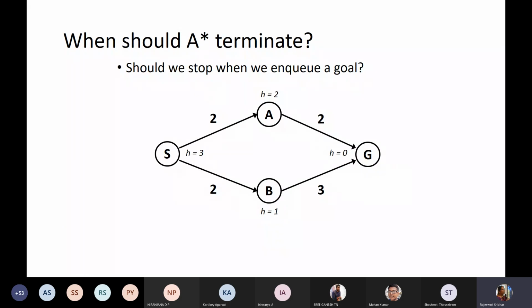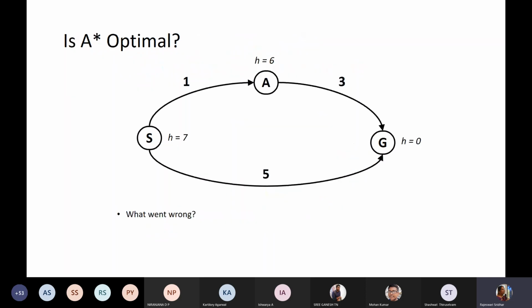So when should A star terminate is a question. Should we stop when we enqueue a goal, or should we continue to find an alternate possible path? Normally that is where the problem comes into the picture. Here we normally stop when we come to a goal state.